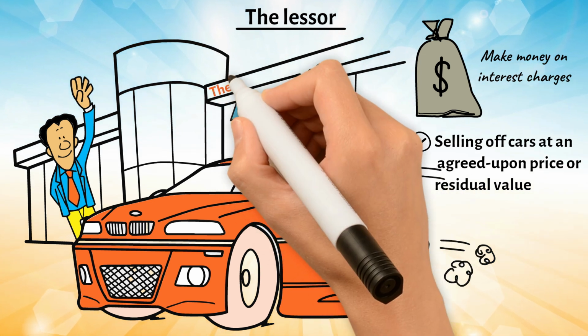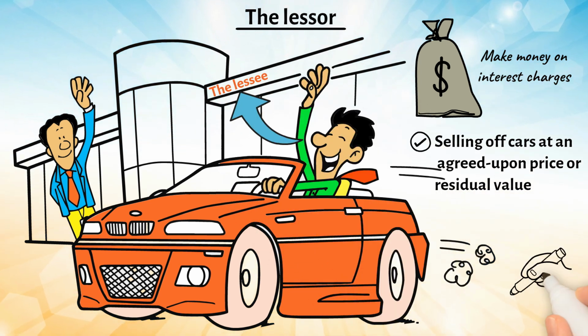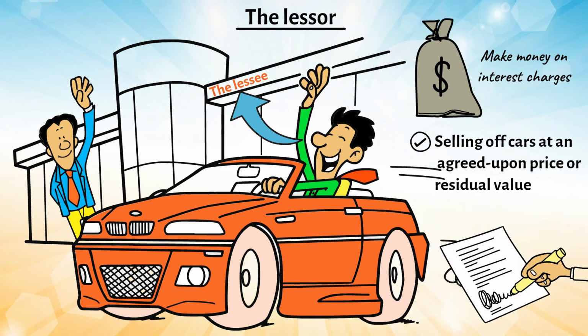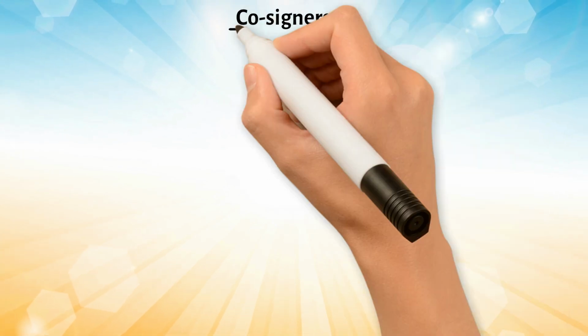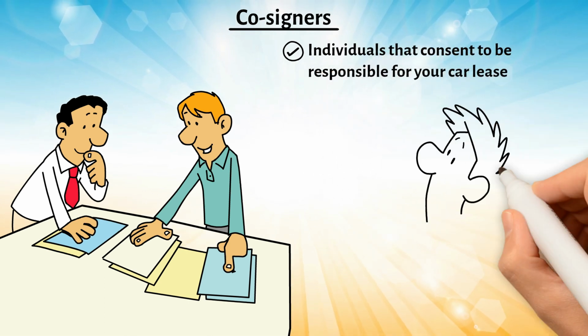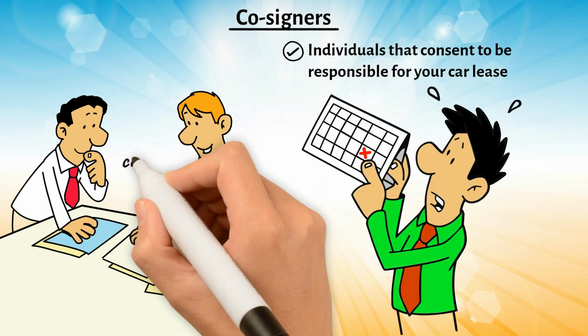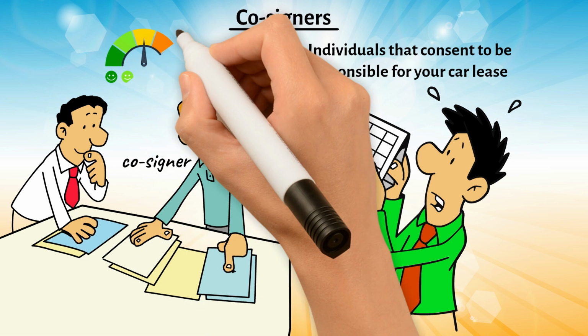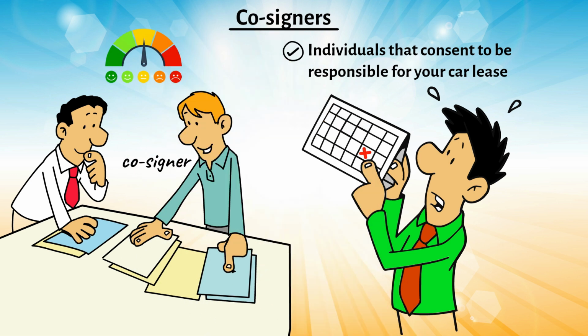The lessee is you, the person who signs the lease agreement and agrees to make monthly payments to use the car. Co-signers are individuals that consent to be responsible for your car lease if you fail to make payments on time. Most leases require a co-signer if you do not have the appropriate credit score.